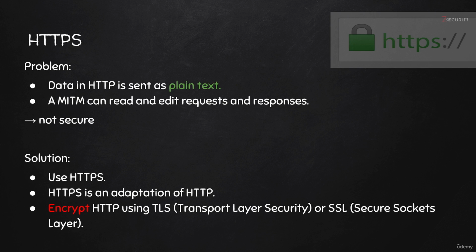So if a person manages to become the man in the middle, they will be able to read this data, but the data will be gibberish. It will not be readable to the person intercepting the connection. It's only going to make sense to the user and to the server because they both have the key and are able to decrypt the encrypted data. So let's have an example of what this would look like.